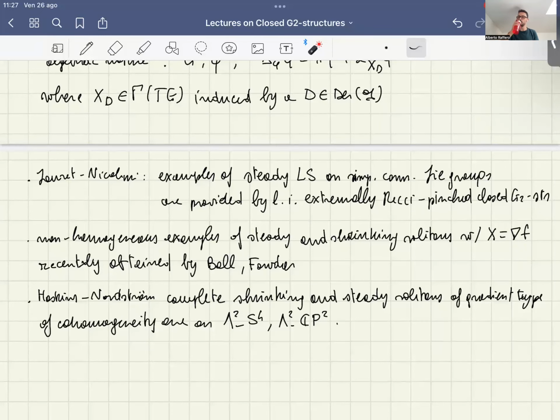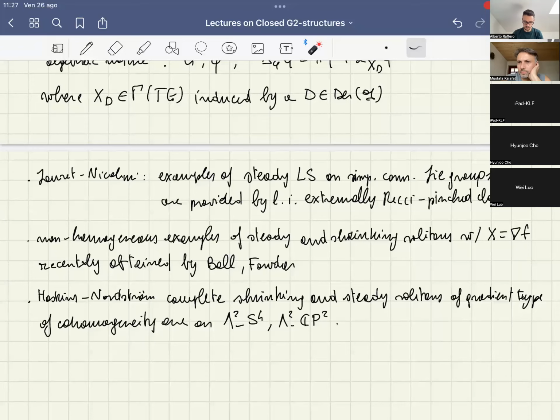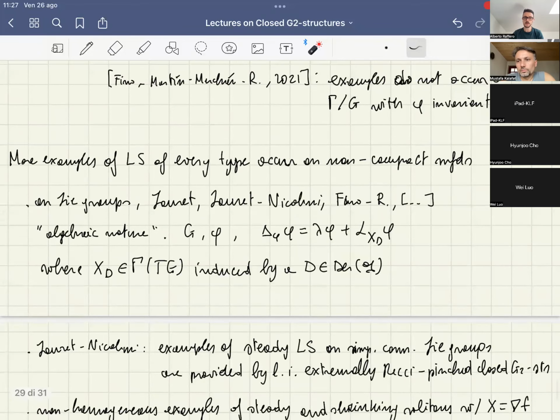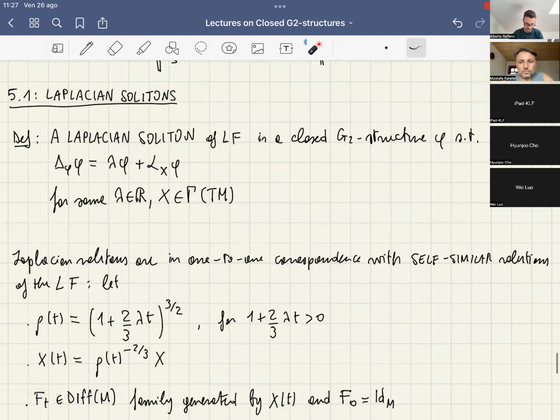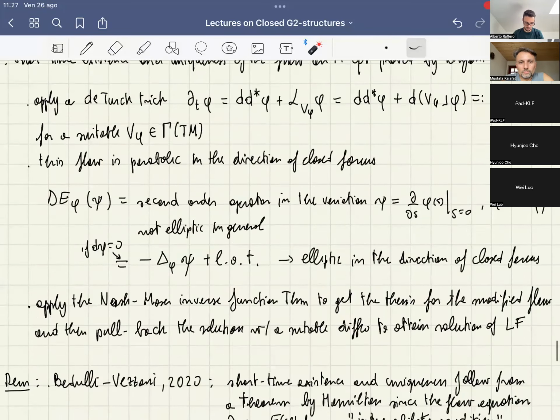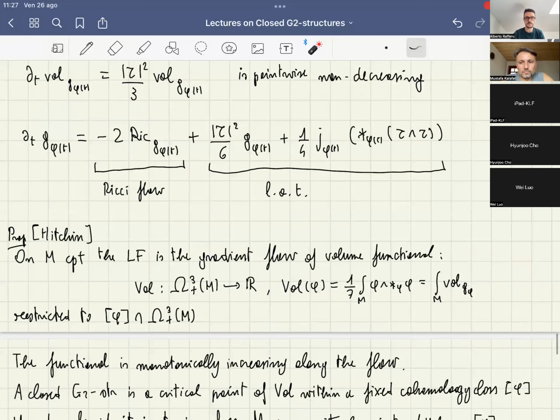I have one more. When you mentioned the reference of Hitchin earlier today, about the volume functional, can you give some more details about this reference, like title or the year, so that I can look it up?